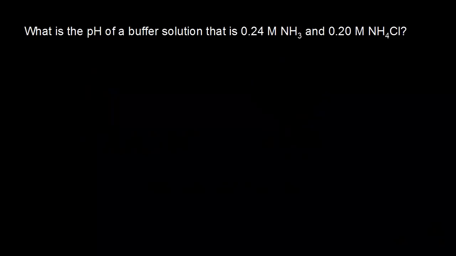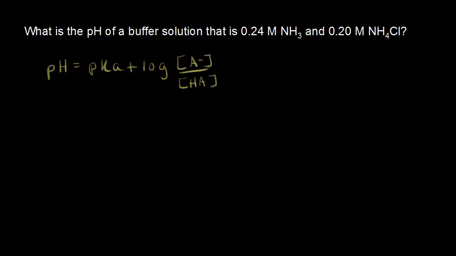Let's do some buffer solution calculations using the Henderson-Hasselbalch equation. In the last video, I showed you how to derive it: pH is equal to the pKa plus the log of the concentration of A minus over the concentration of HA. We're talking about a conjugate acid-base pair here, HA and A minus. For our problem, HA, the acid, would be NH4 plus, and the base, A minus, would be NH3, or ammonia.